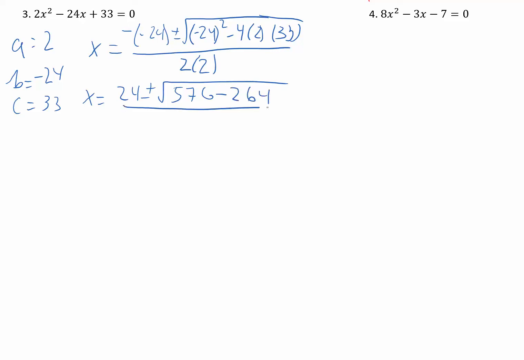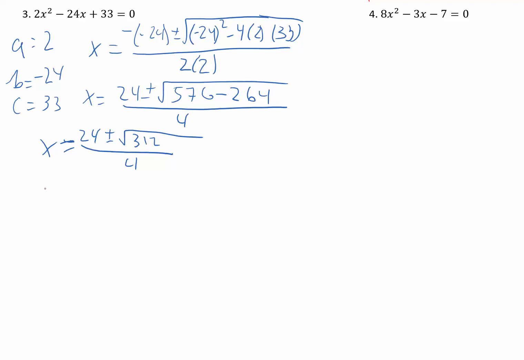All over 2 times 2, which is 4. So now we have to simplify again. So I get x equals 24 plus or minus the square root of 576 minus 264, which is going to give me 312. So it's the square root of 312 all over 4. Okay, so now I have to see if there's a perfect square factor of 312.